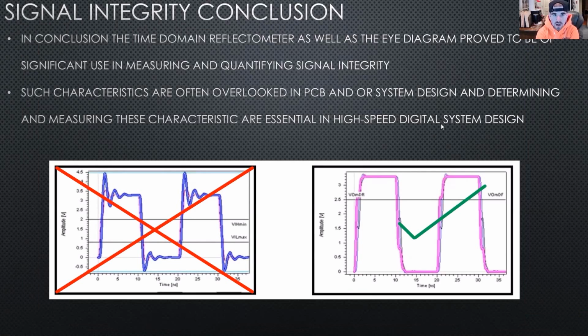In conclusion, the time domain reflectometer as well as the eye diagram proved to be of significant use in measuring and quantifying signal integrity. Such characteristics are often overlooked in PCB and/or system design, and determining and measuring these characteristics are essential in high-speed digital system design.